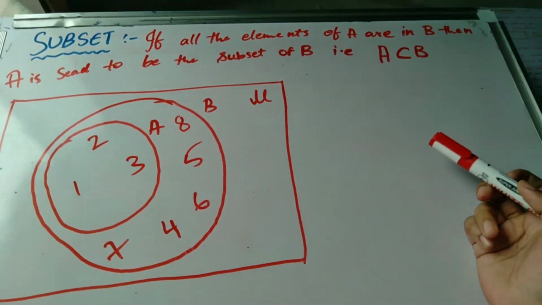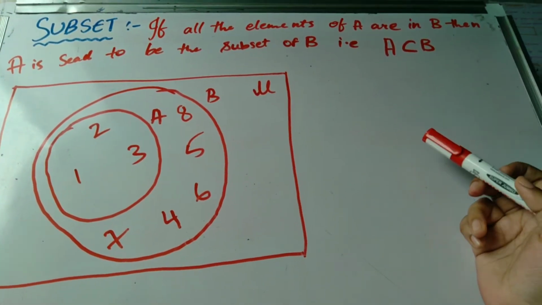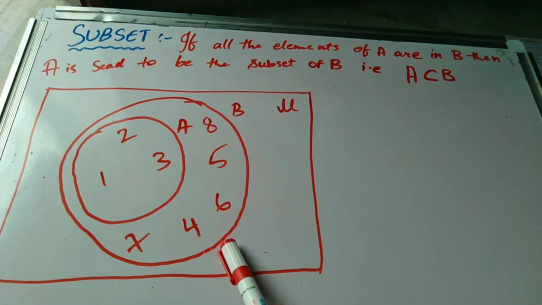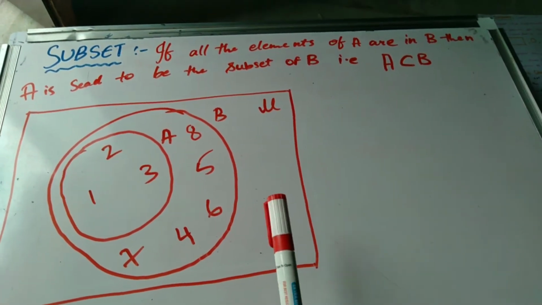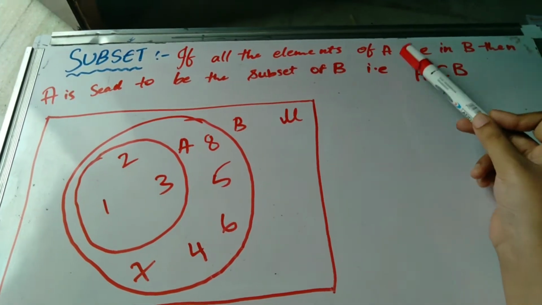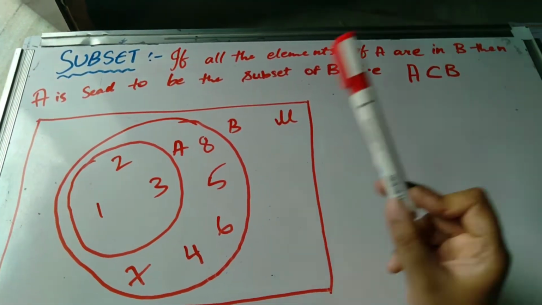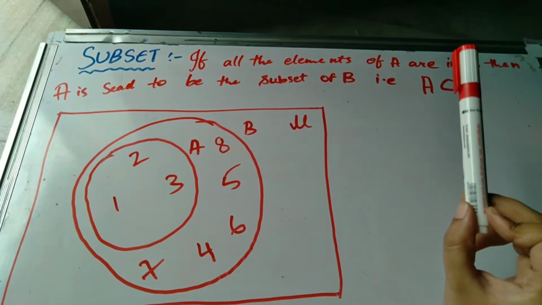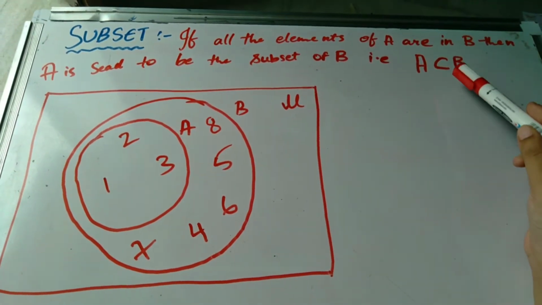Here, subsets. What is a subset? If all the elements of set A are in set B, then A is said to be a subset of B. We write this as A is a subset of B.